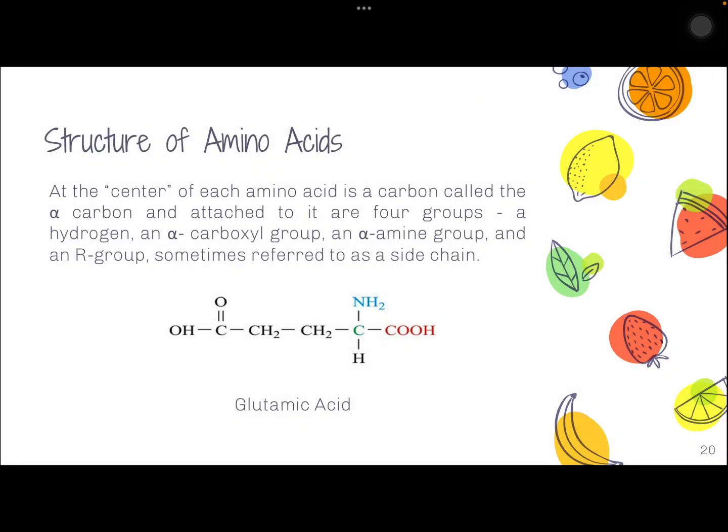At the center of each amino acid is a carbon called the alpha carbon, and it is attached to four groups: the hydrogen, the carboxyl group, the amine group, and the R group, which is your side chain. That is where amino acids differ, and this is where they are classified.